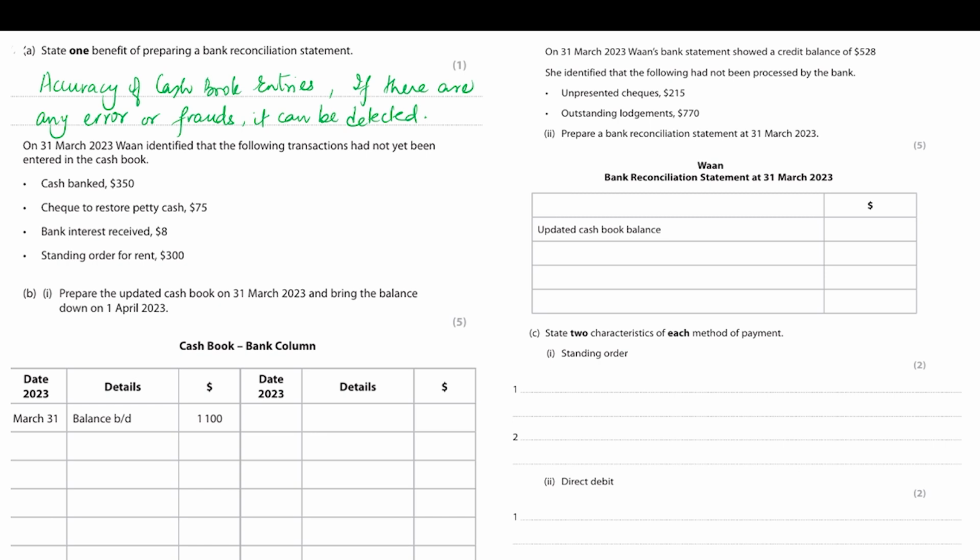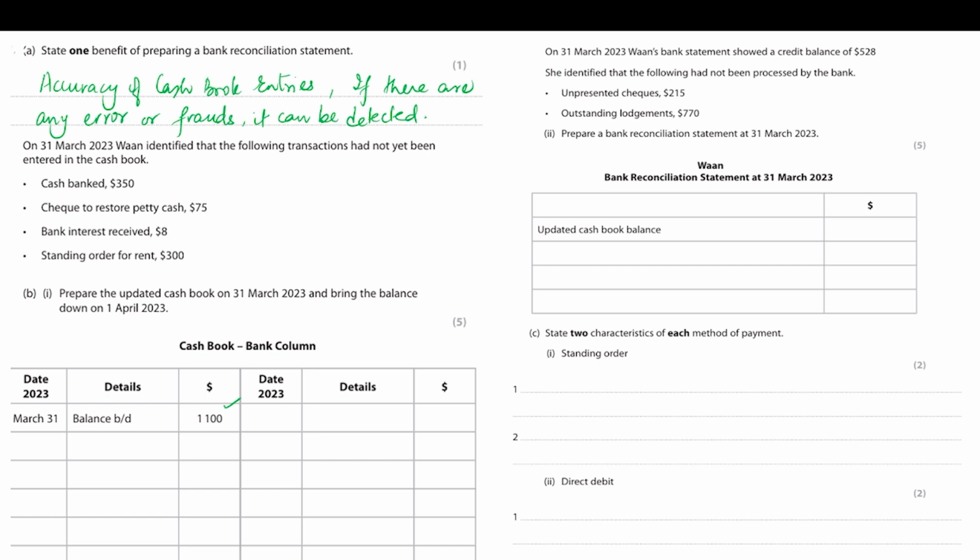Now what happens here is, we have to prepare an updated cash book as well as a bank reconciliation statement. So first we will prepare the cash book. We know that all the entries which are reflecting in the bank statement have not yet been entered in the cash book, so we will incorporate them. The balance brought down is already mentioned.